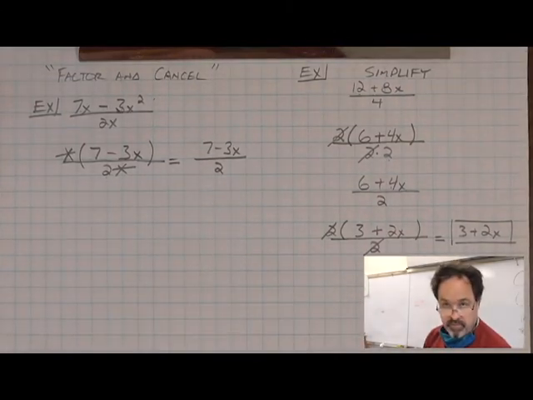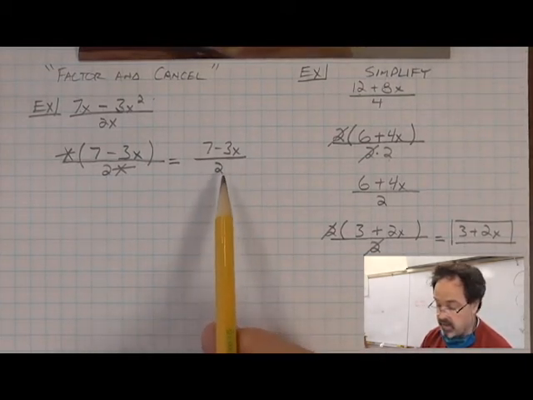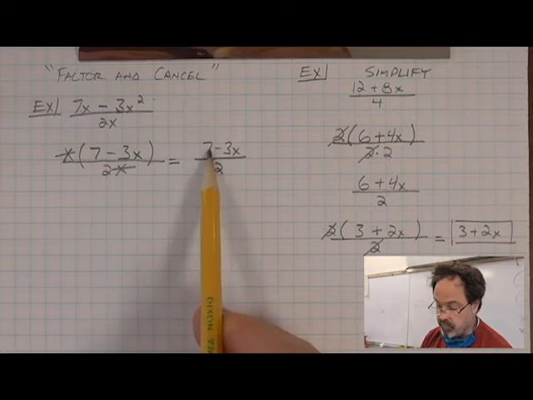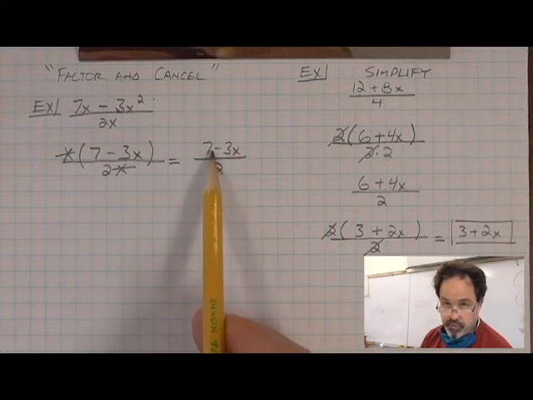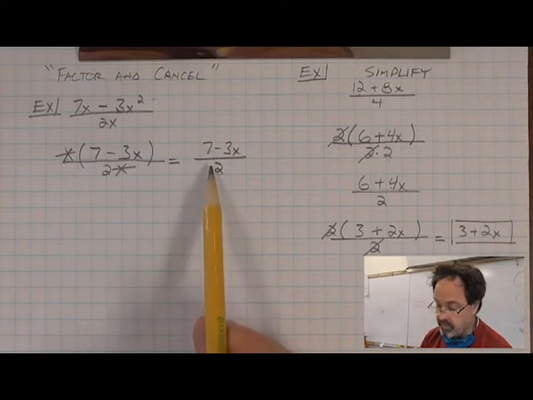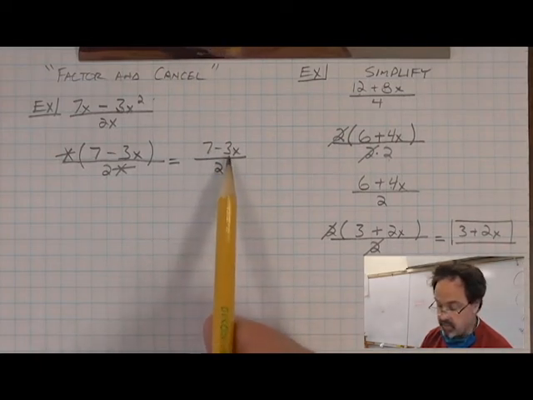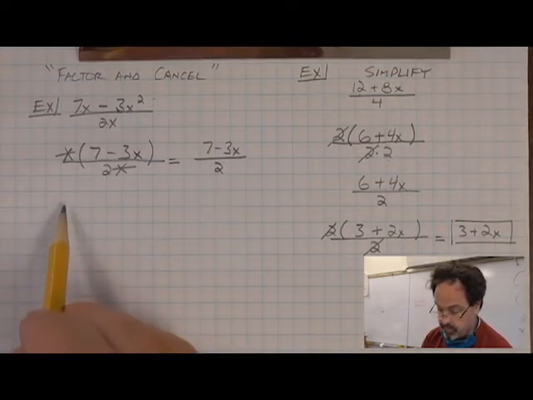If I wanted to go further in simplifying, then I would want to make sure that I can't factor out a 2 from the 2 terms in the numerator and cancel it. That can't be done. 2 does not divide 7, and it does not divide 3. Let's give another example.